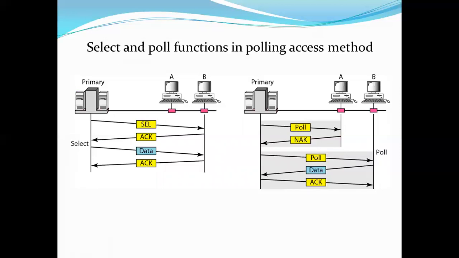Now, all the data exchange must be made through the primary device only, or the primary station only. The primary device controls the link. The primary or master device controls the complete link, and the secondary devices follow its instructions.